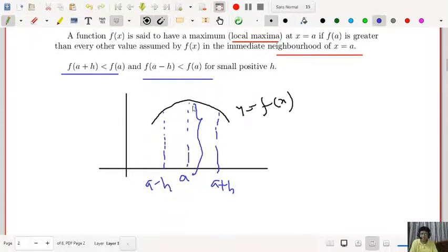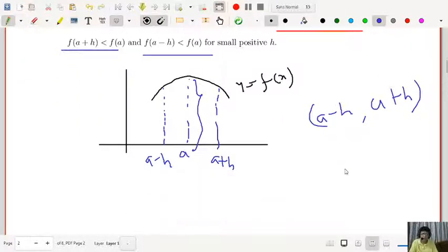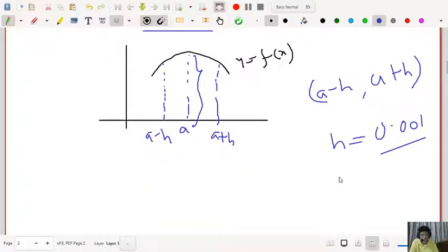So in this neighborhood, f(a) is greater than the values for any x you have chosen. You have taken the neighborhood a minus h comma a plus h, that is the neighborhood of a. h is very small, say 0.001. Your step length is very small, so it is negligible, almost 3 decimal places, or you can take much smaller than that.